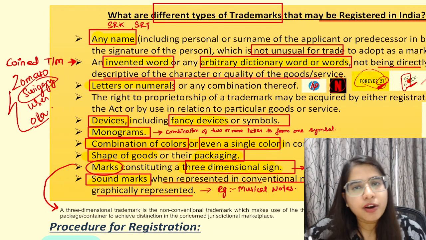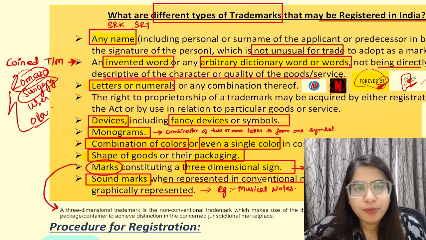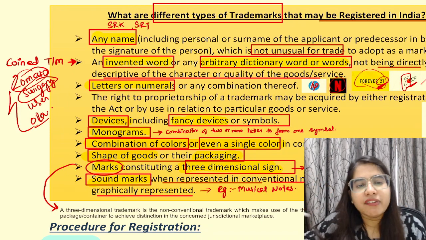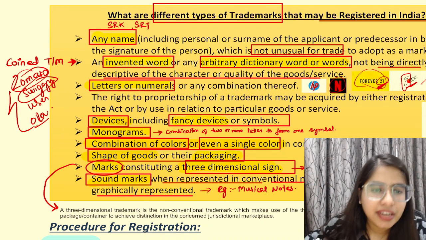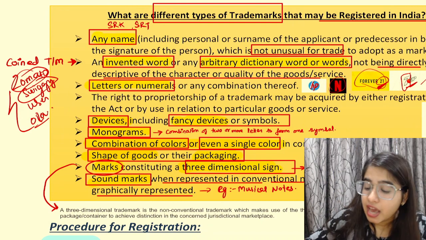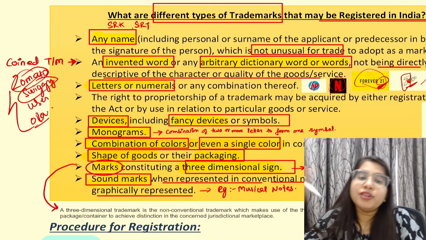Can we take the trademark of Swiggy? Of course, yes. Zomato. What is Zomato? Tomato, pomato, or potato? Zomato does not have any dictionary meaning, but yes, we invented this word and we are using this as a trademark. So can any invented word be a trademark? Yes. Arbitrary word, matlab the product is something else, you are using some other word.